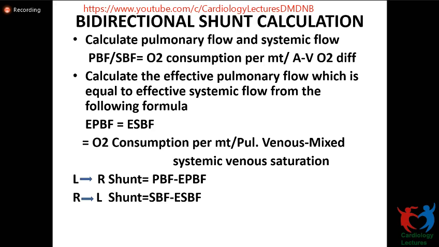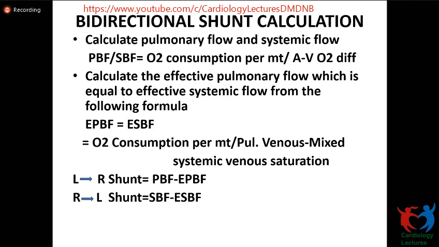So pulmonary blood flow and systemic blood flow are calculated from the formula oxygen consumption per minute divided by arteriovenous oxygen difference per liter. Calculate the effective pulmonary blood flow. What is effective pulmonary blood flow? Any one of you? What is effective pulmonary blood flow, which is equal to effective systemic flow? Any one of you?